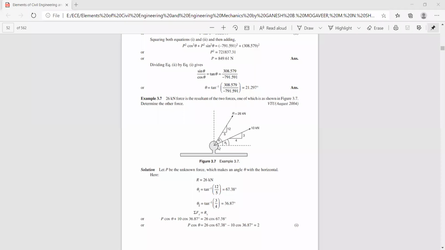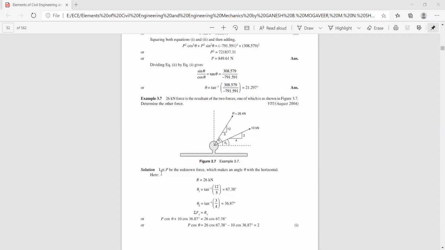So here you have basically two forces. One is 10 kilonewton. The other one, you don't know the magnitude and the direction with respect to the horizontal axis, but the resultant of these two forces is 26 kilonewton, which is making an angle theta 1 with respect to the horizontal axis. So we need to find the other force.